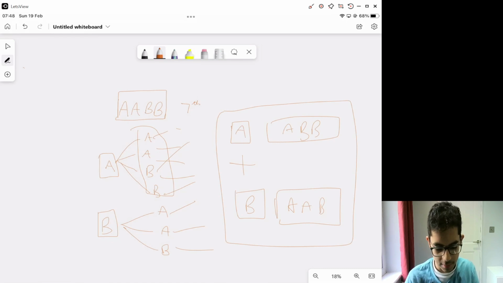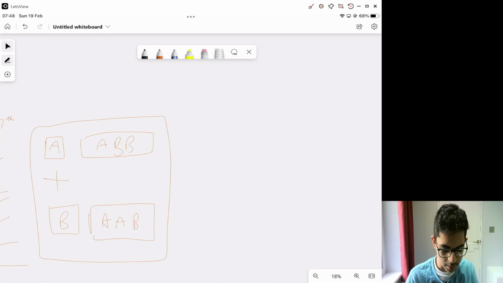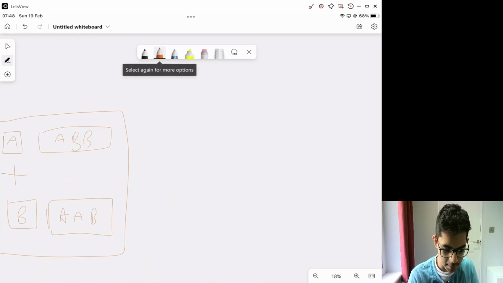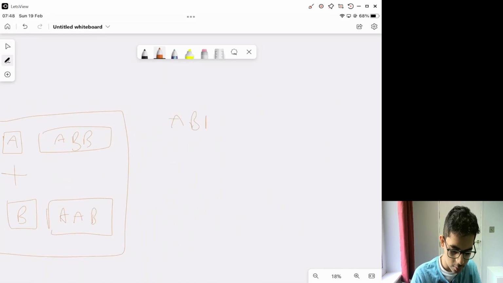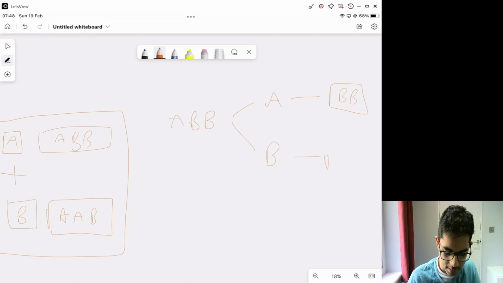And then we just repeat this process again and again. So for example, if we want the number of permutations for A, B, B, then we take the number of permutations with A as the first character, plus the number of permutations of B, B, and then we do the same with B. We take B as the first character, and then the number of permutations of A, B.